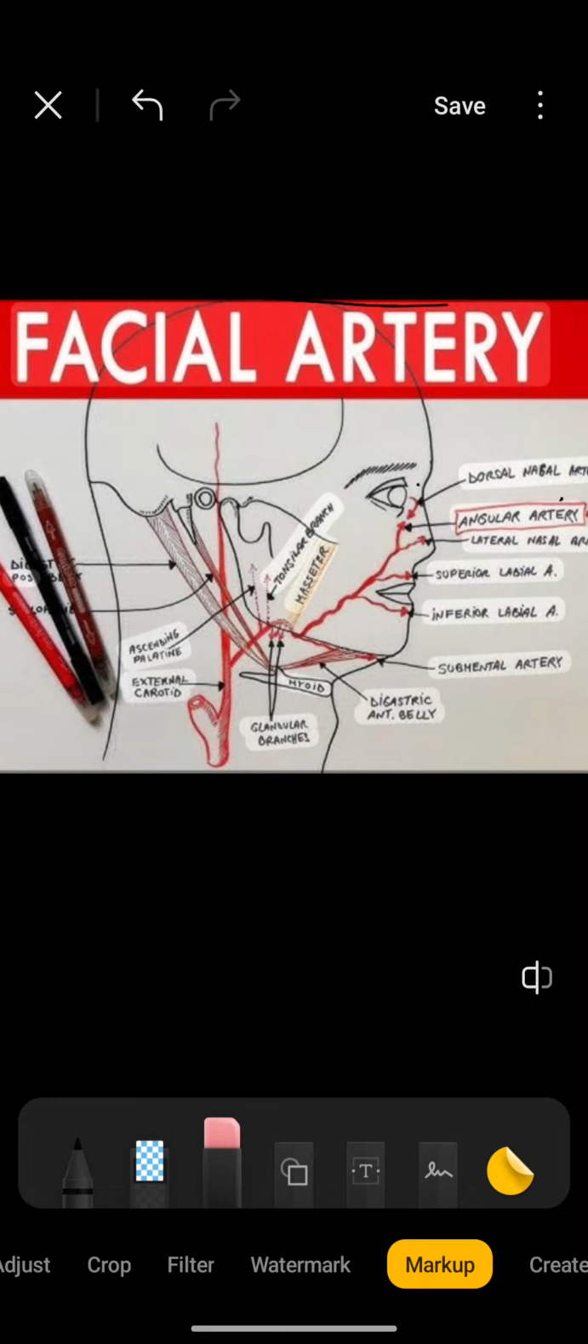Then it passes deep to the ramus of the mandible. This is the ramus of the mandible, it goes deep to it, where it grooves the posterior border of the submandibular gland, making an S shape bend, first winding downward and forward over the submandibular gland, then passing up over the base of the mandible. Okay.